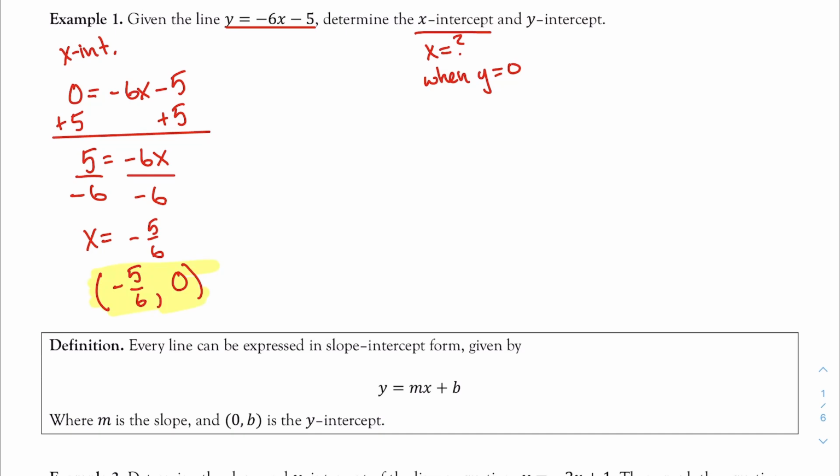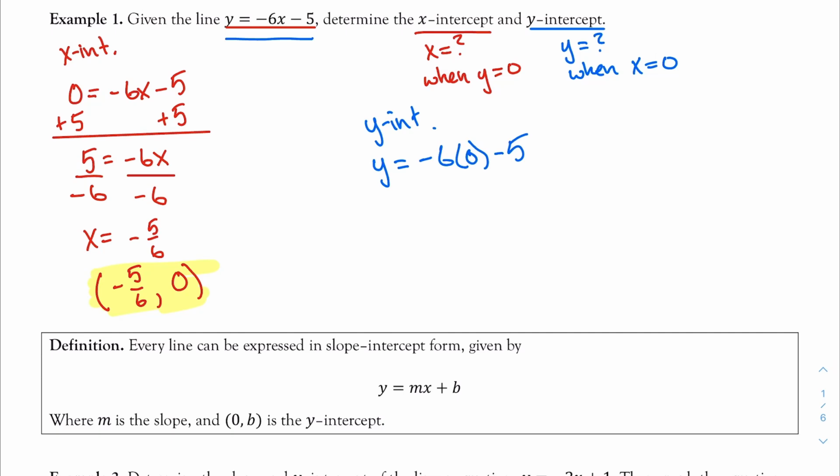Now let's look at the y-intercept. The y-intercept is actually just the opposite idea. This is asking what is y when x is 0. So if I look at my original equation again, I'm trying to solve for y. Let me write y-intercept to show we're working with that. What is y when x is 0? So I'm replacing my x with 0.